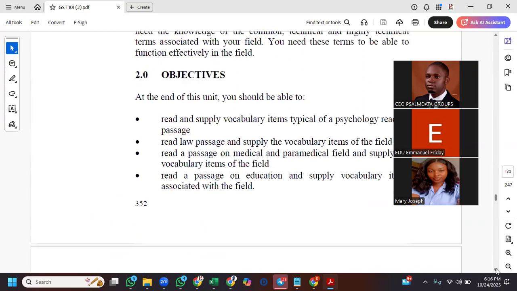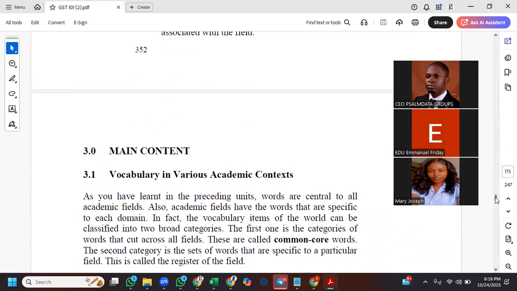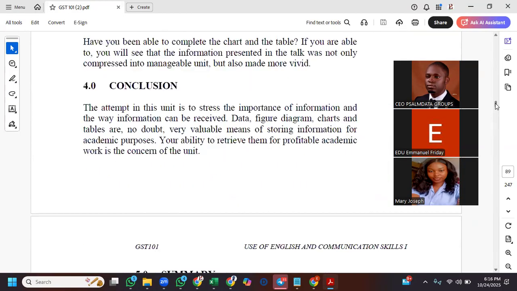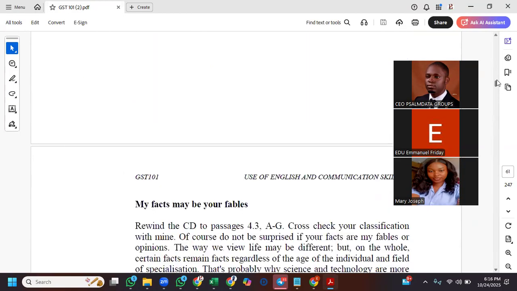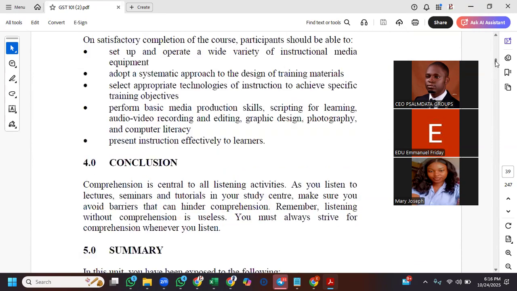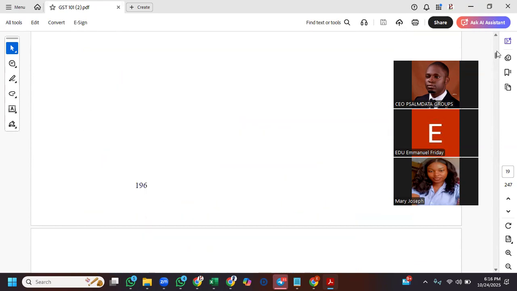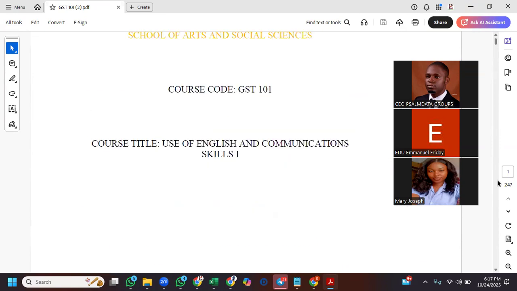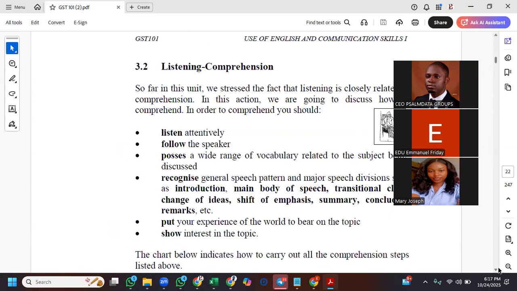Why are we not saying 179 like this? I'm not even doing it yet. I'm coming. Let me check the table of contents again. It's showing 179 there, but I'm not sure this is 179.